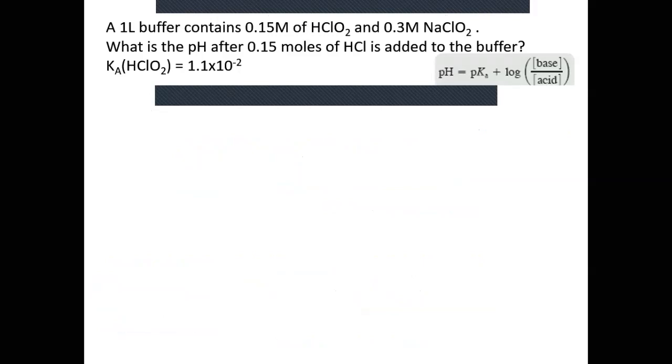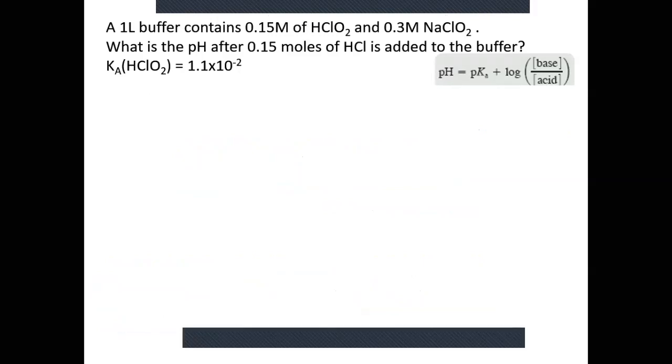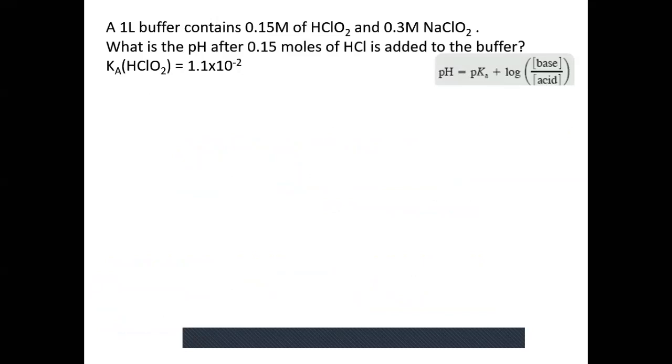All right. So now we have a 1 liter buffer containing 0.15 molar of chlorous acid and 0.3 molar of sodium chlorite. What is the pH after 0.15 molar of HCl is added to the buffer? And it gives us the Ka of chlorous acid. And this is a strong weak acid, a Ka of 1.1 times 10 negative 2.